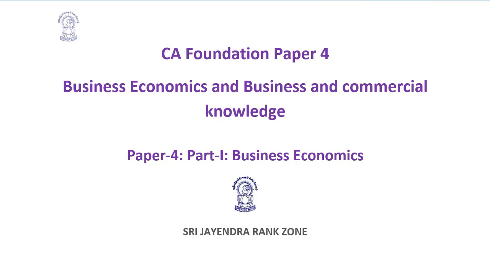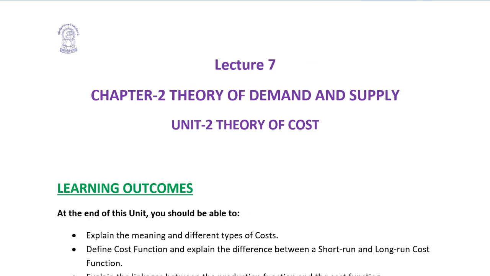In this lecture, we'll begin with Chapter 3, that is Theory of Production and Cost, and in particular, we'll begin with Unit 2, that is Theory of Cost. We had already done Theory of Production, that is Unit 1. All the concepts will be covered in the coming series of lectures. So let us begin. This is lecture number 7, Theory of Cost.